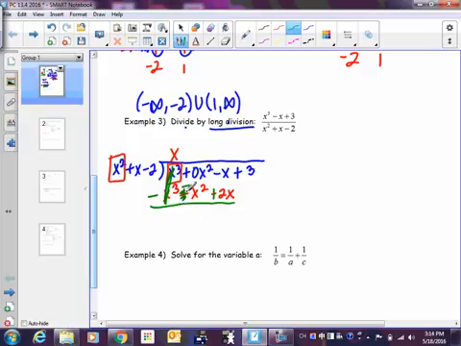So here you would have 0 minus 1. That's going to be negative 1 x squared. And then negative x plus 2x, that's positive 1x. And then you bring down plus 3. And then you go again.